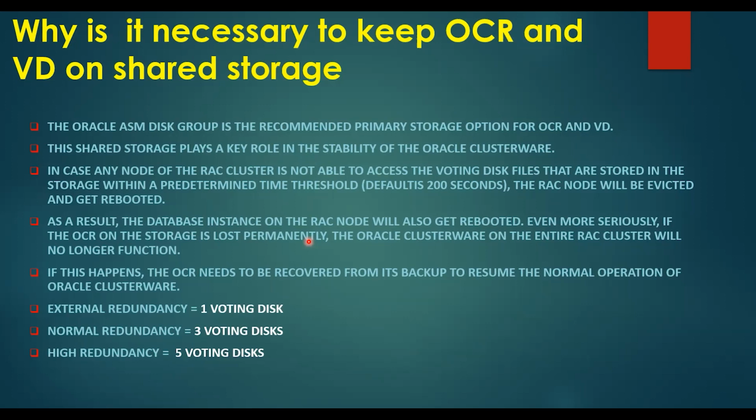While doing your RAC grid infrastructure configuration, it will ask you to provide the voting disk as well as the OCR file location. During that time, you can modify all these redundancies. So just keep in mind these things. External redundancy for the voting disk is 1, normal redundancy means 3 voting disks are available, and high redundancy represents 5 voting disks available at any given point in time.